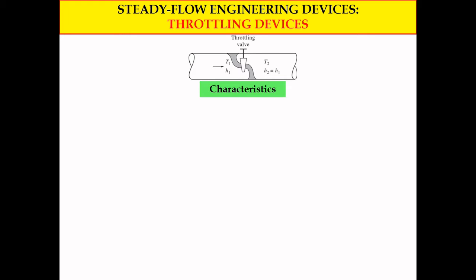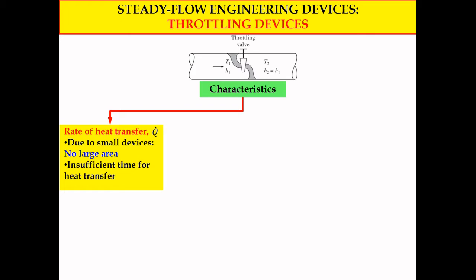Okay, so the characteristics are, first, the rate of heat transfer, Q dot. Due to the small size of the throttling device, there is no large area involved, so there is insufficient time for the heat transfer process. So for this case, we consider that Q dot will be equal to 0. No heat transfer process is involved in the throttling device.